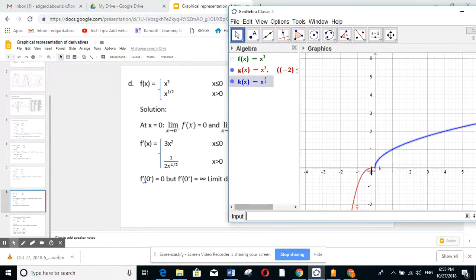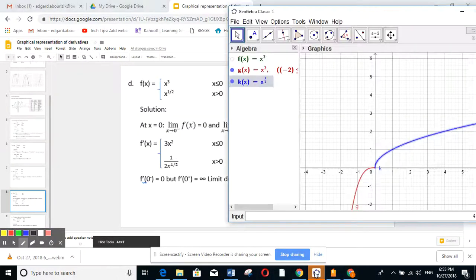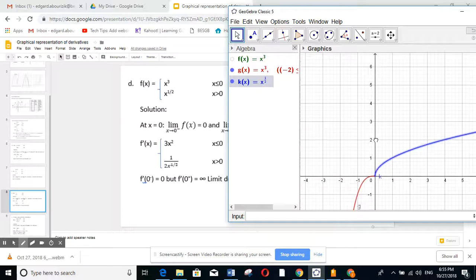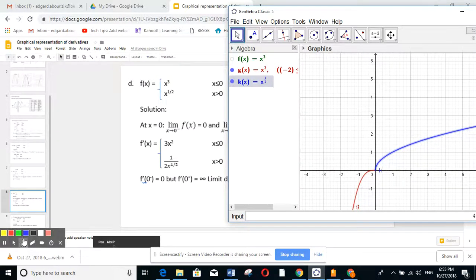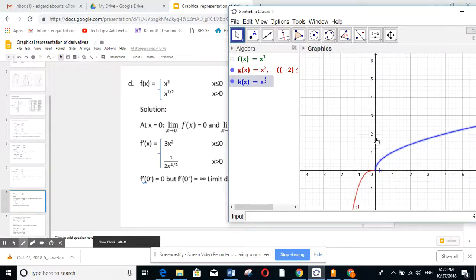So as you can see here, what do I have? If you do the tangent here at 0 plus, it's vertical. You can see it's vertical here. Let me change the color. It's not taking the color. So here, as you can see, it's vertical. Because it's vertical, it's infinite. But at 0 before, if you do the tangent at 0, it's horizontal. So here it's horizontal and here it's vertical.